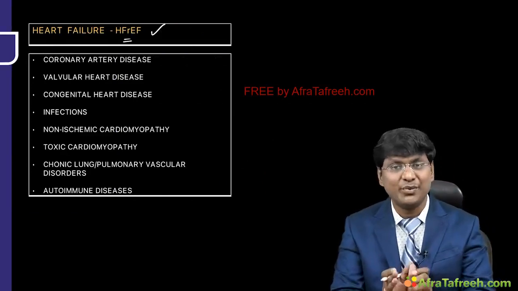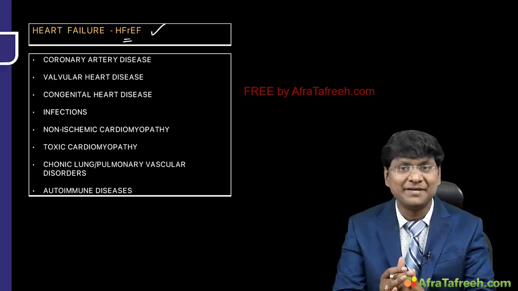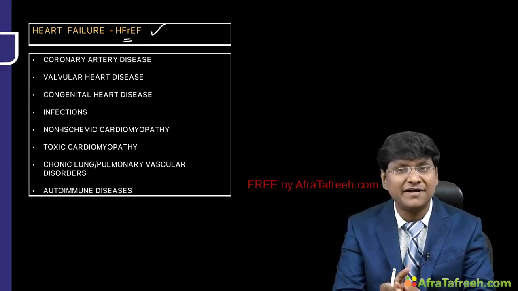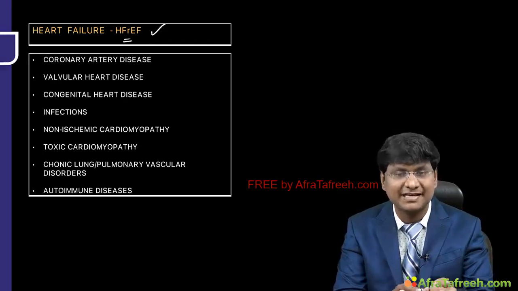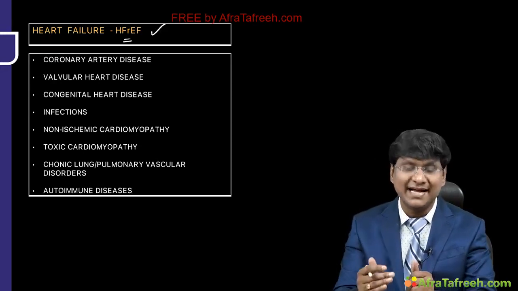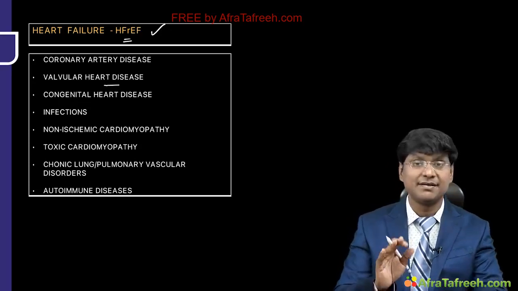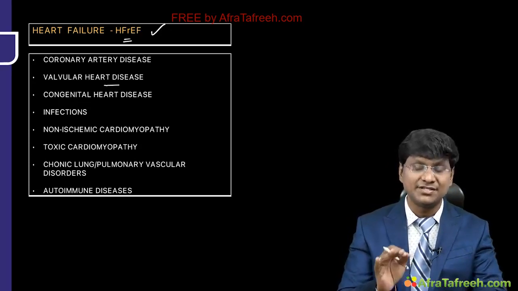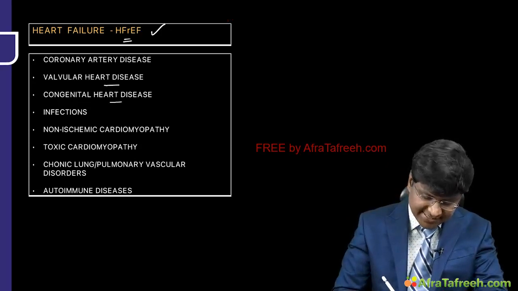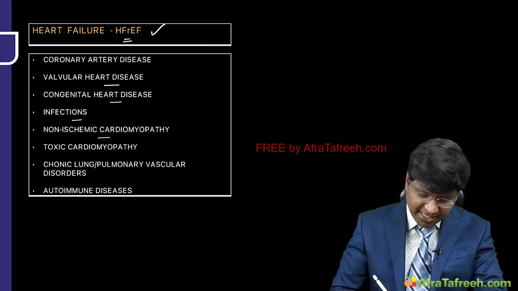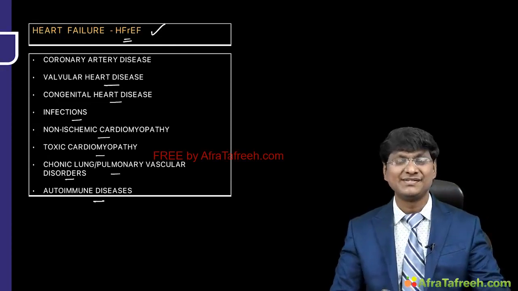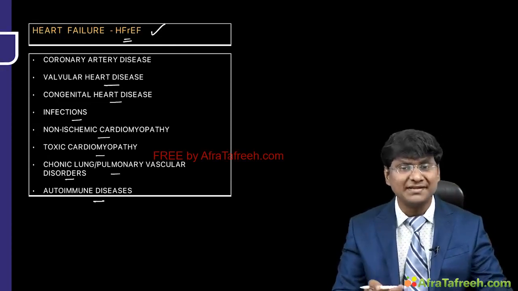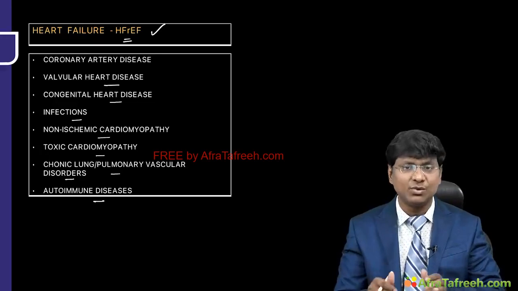Coronary artery disease: in patients with MI, that is myocardial ischemia or myocardial infarction, the contractility of the heart is reduced because the myocardium is infarcted, and thereby there will be reduced ejection fraction. The other etiologies are valvular heart diseases, mainly aortic regurgitation and mitral regurgitation, then congenital heart diseases, infections, non-ischemic cardiomyopathies, toxic cardiomyopathy, chronic lung or pulmonary vascular disorders, and autoimmune diseases. Now let me tell you what are the disorders under these subheadings.